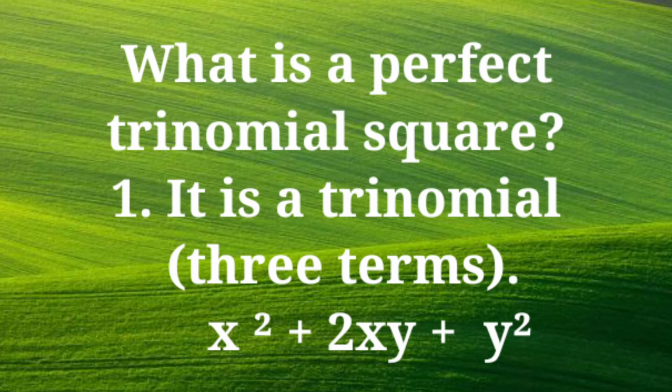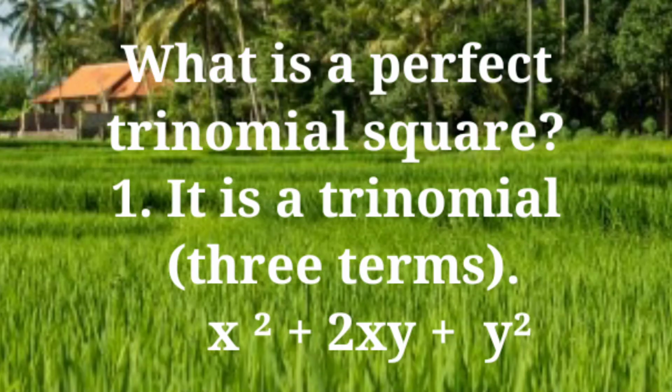What is a perfect trinomial square? Number 1. It is a trinomial, 3 terms. X squared plus 2xy plus y squared.